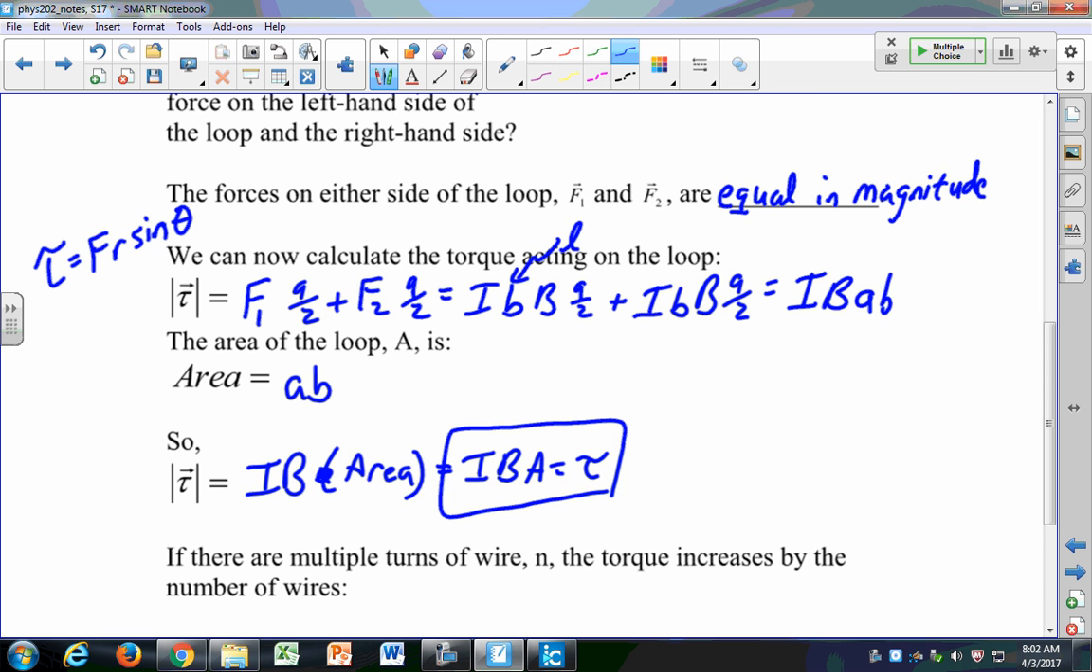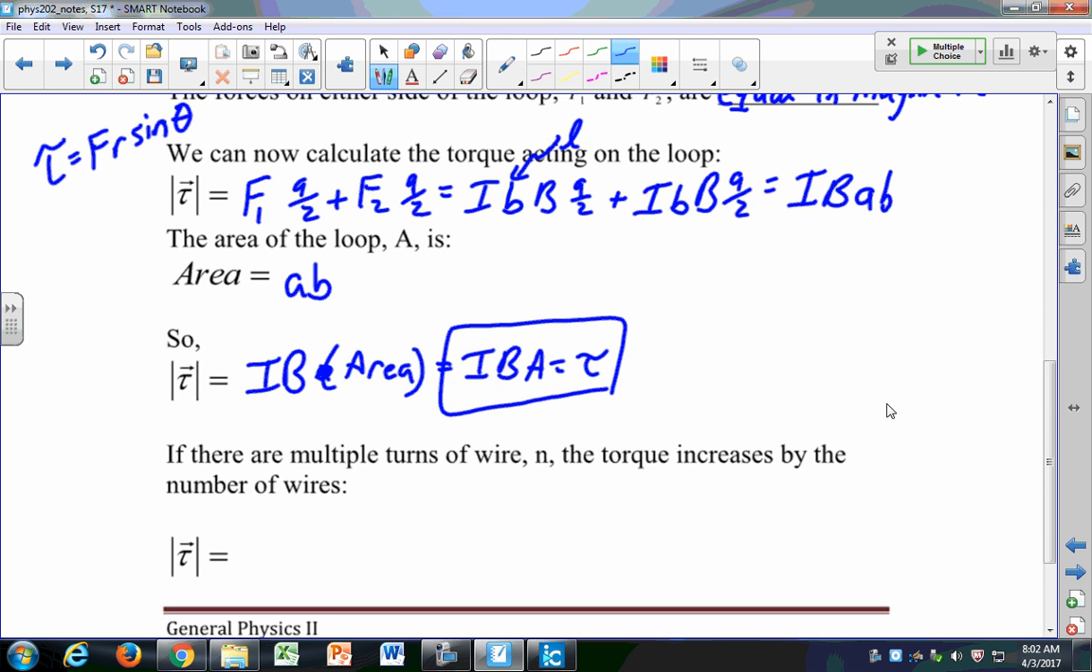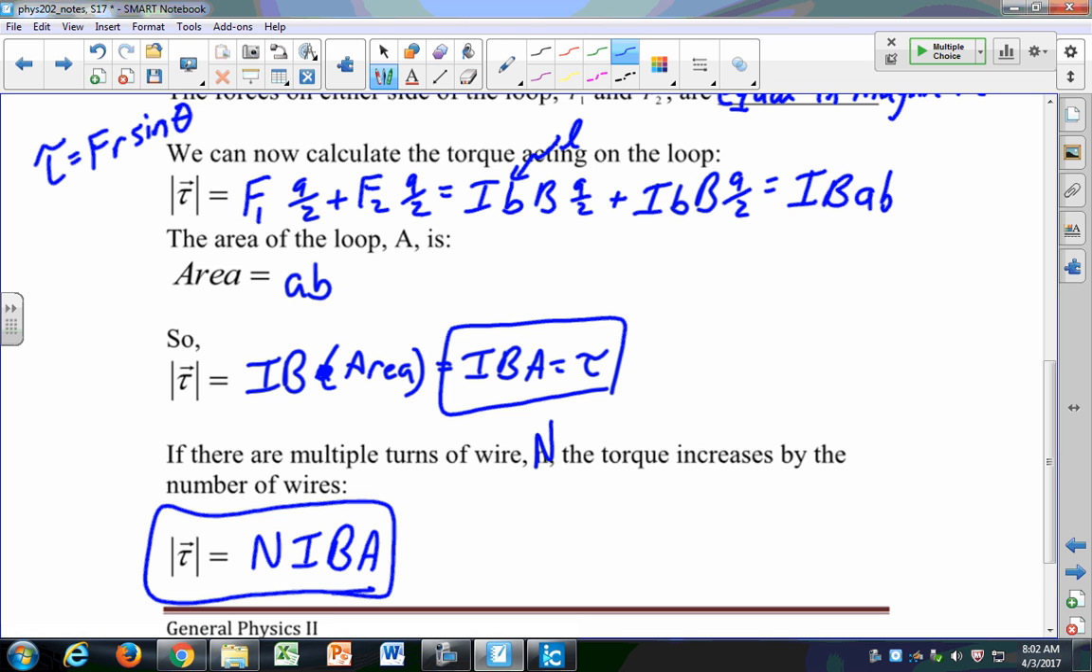If we have multiple turns of wire, usually N is a capital N. Actually, I'm going to rewrite it there as a capital N. If I have multiple turns of wire, then I just multiply it by N. So this is how we can find out the torque that we get out of, say, an electric motor. If I have a coil of wire that has a certain area, it sits inside a magnetic field, it has a current, and it has a number of turns of wire, I can calculate then the torque output for that electric motor.